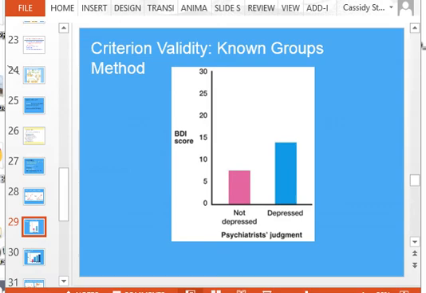Alternatively, if I'm measuring creativity and I find these 15 people are high on creativity, but then when I look at their actual jobs, their jobs don't involve a whole lot of creativity, accountants, for example, or other non-creative professions, then I can't be confident that my scale is actually measuring creativity. I don't have criterion validity here.